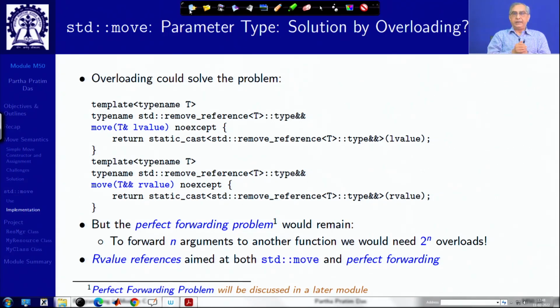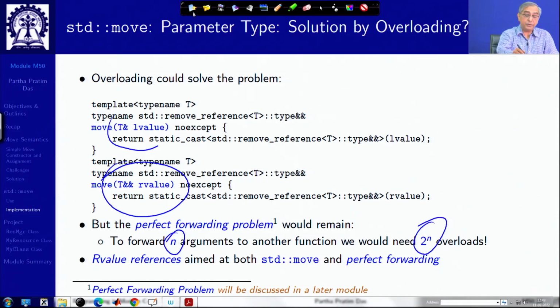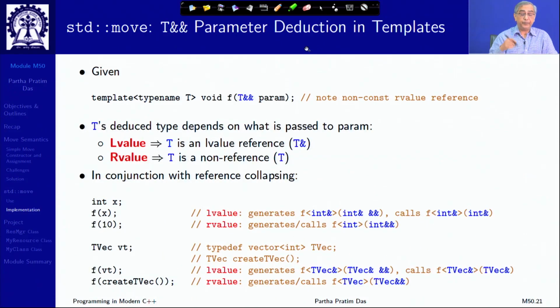If we have to do that, then depending on how many parameters I forward, I will have all possible combinations of Lvalue references and Rvalue references. For example, if there are two parameters, both can be Lvalue. If the first is Lvalue, the second can be an Rvalue reference. If the first is an Rvalue reference, the second could be an Lvalue reference, or both could be Rvalue references. So, I will need 4 such overloads. If I have n arguments, I will have 2 to the power n overloads, the problem explodes. So, this solution is not going to work.